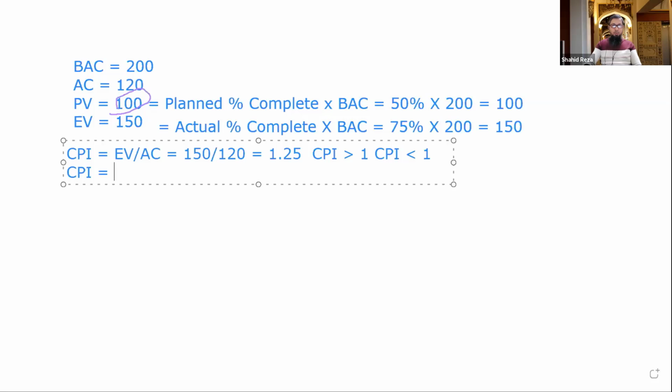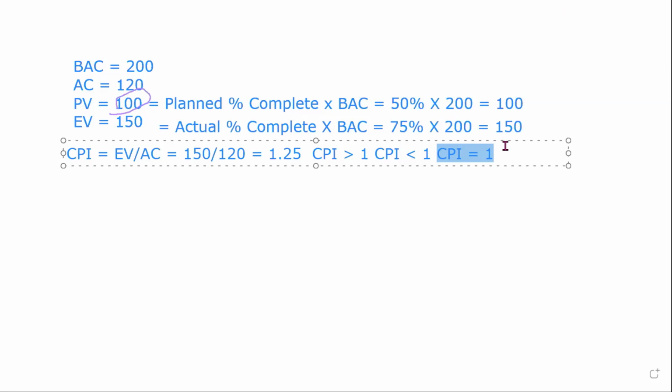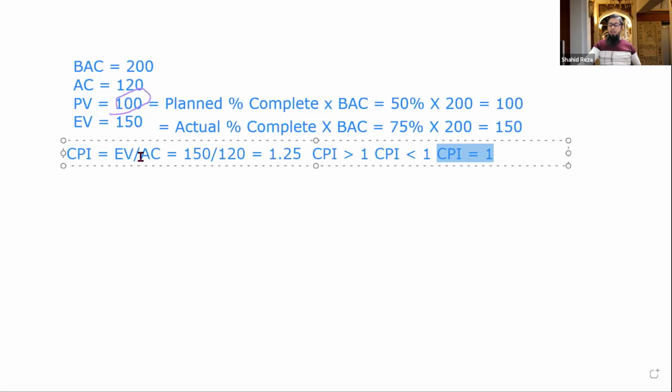Now, can anyone interpret this? If CPI is 1, what does it mean? We are exactly on plan. Yes, we are exactly on plan. Our earned value and our actual expenditure are the same. That's why CPI is 1. That means we are exactly as per our plan.